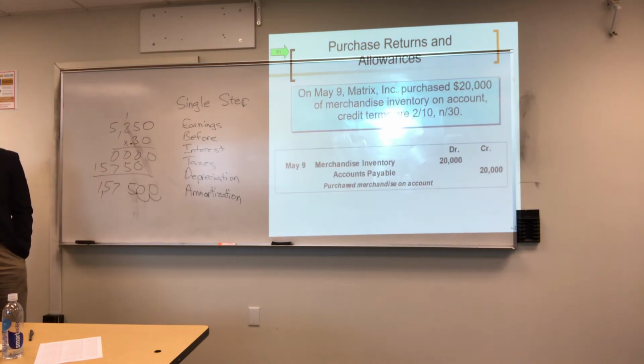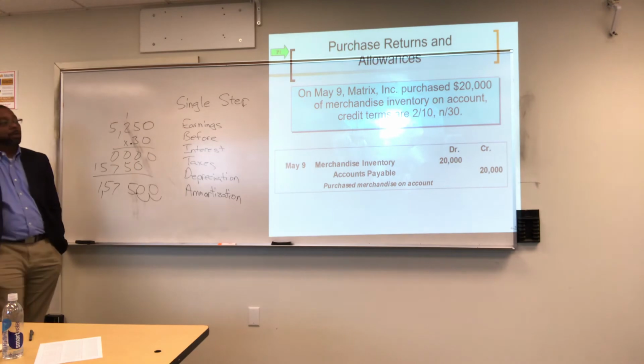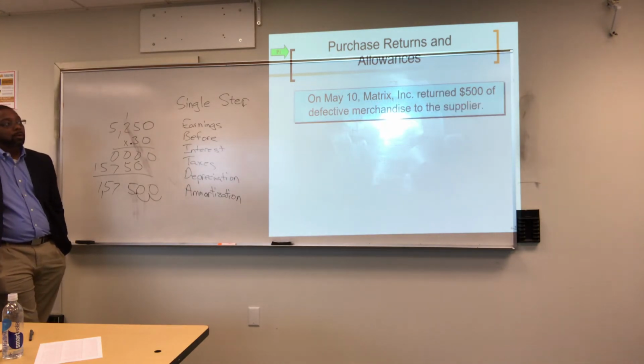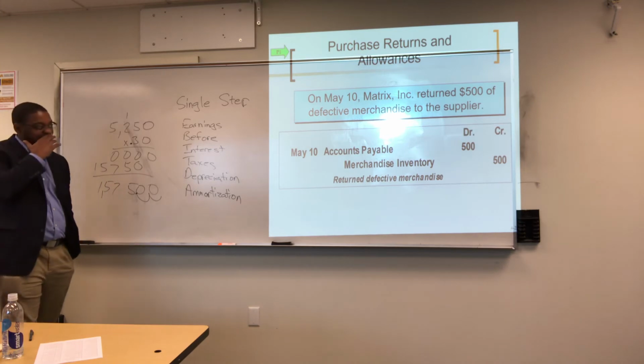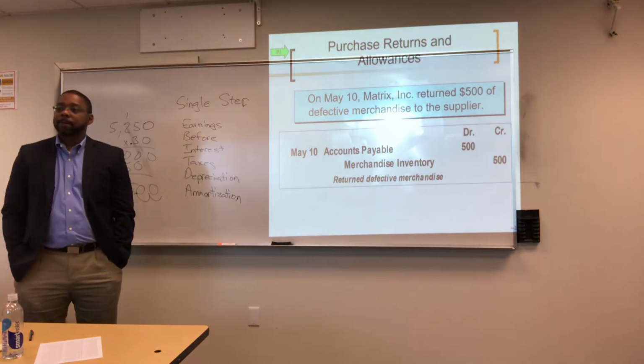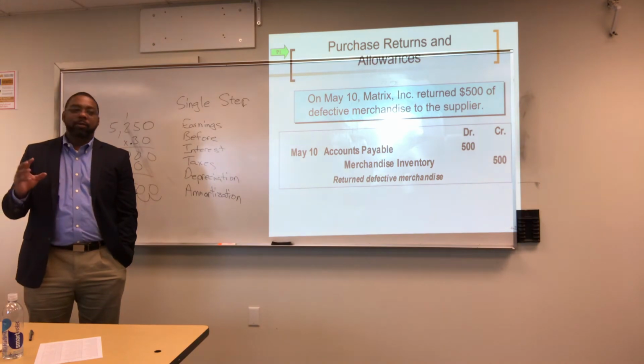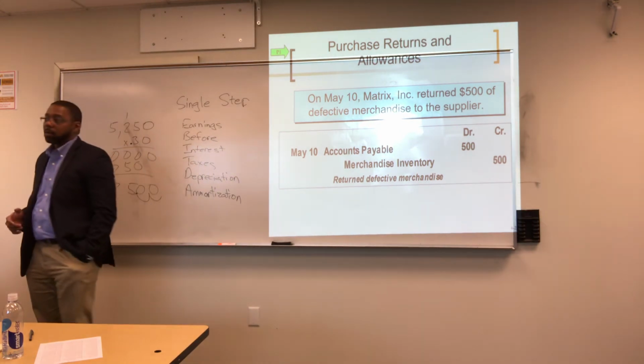Let me go back to prior. This is your first transaction. Debit merchandise inventory, 20,000. Credit accounts payable for 20,000. Now we want to return $500 worth of that merchandise. What will be our journal transaction? Credit merchandise inventory, 500. Debit what? Accounts payable. Debit the accounts payable, 500. There we go. Everyone with me? The opposite transaction of the last one, just for the merchandise that you're returning.